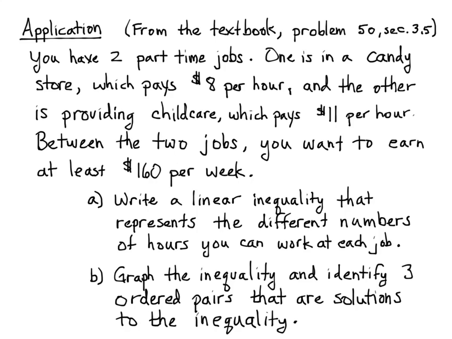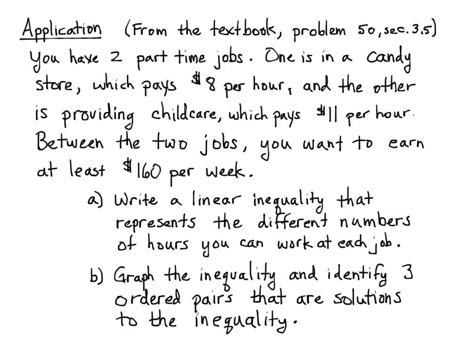Now B is graphing it and identifying three ordered pairs. I think we've probably done enough of these in class to see that you're going to have two points. When Y equals 0, X, and I won't make this to scale, is going to be 160 over 8, which is 20. So we're going to have one point here. And then we take Y equals 160 over 11, which is about 15? 15 times 11 is 165. So we'll say it's about 15.